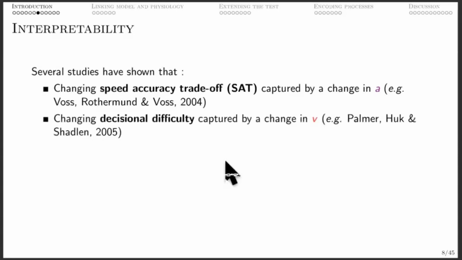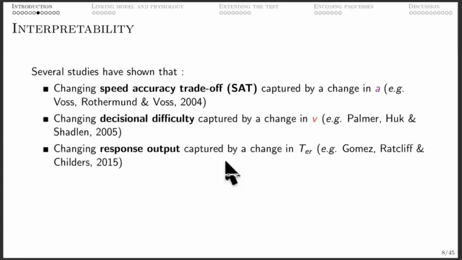Other authors have also changed decisional difficulty, hoping to induce different ease of processing of a stimulus, and indeed observed that the model did capture the change as a change of the drift rate. Other authors have changed the response output, expecting to induce different response execution time, for example, by providing a response with the hand or with the foot. And they indeed observed that the non-decision time did change with the response output manipulation, suggesting, as non-decision time is sought to contain the motor execution processes, that indeed motor execution was contained in this parameter.